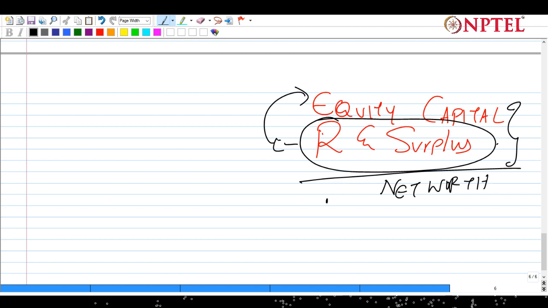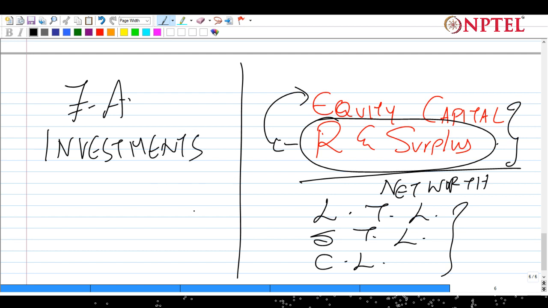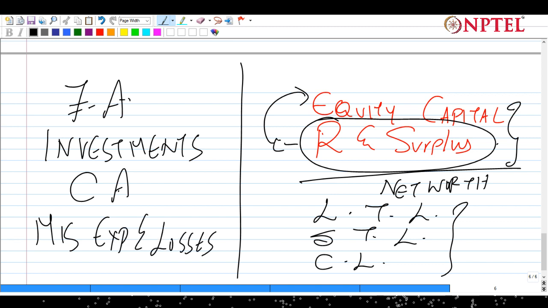Beyond this, you have other liabilities. You might have a long-term liability, which could be in the form of loans from the banks and financial institutions. You could have other short-term loans and current liabilities, and so on. On the asset side, you normally have fixed assets, next you have investments, third the current assets, and fourth, as I told you, miscellaneous expenditures and losses. I will explain about this also in a few minutes.